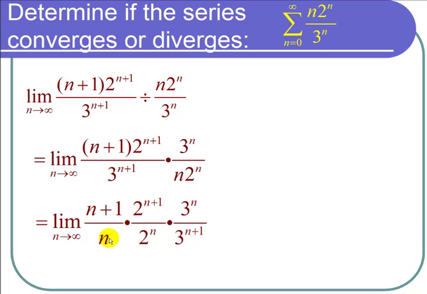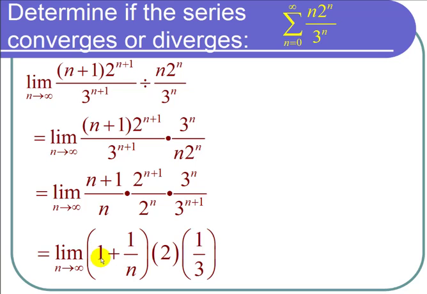N plus 1 over n, I can split that up and write that as n over n, which is 1, plus 1 over n. So I get 1 plus 1 over n. 2 to the n plus 1 over 2 to the n. I can use the rule that says that if I have a power divided by the power with the same base, I can subtract the exponents. N plus 1 minus n is just 1. So I just get 2.